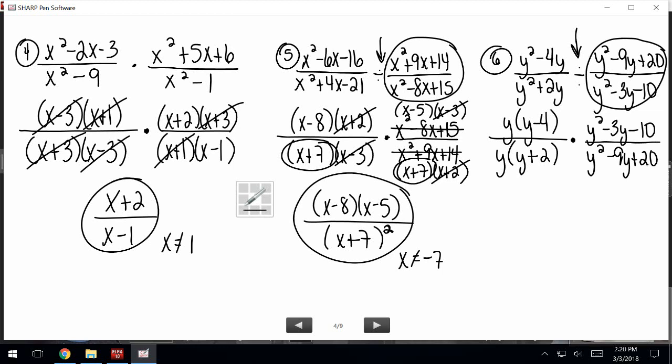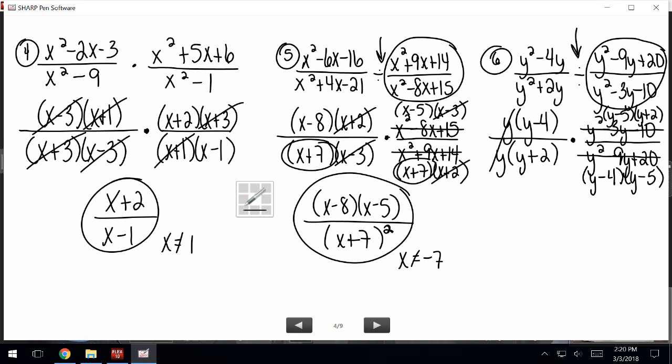All right, so let's see. The bottom factors as y minus 4 and y minus 5. The top factors as, oh, I don't have enough room to squeeze that in, do I? Let's go squeeze it in right here. Y minus 5 and y plus 2. All right, so let's see.